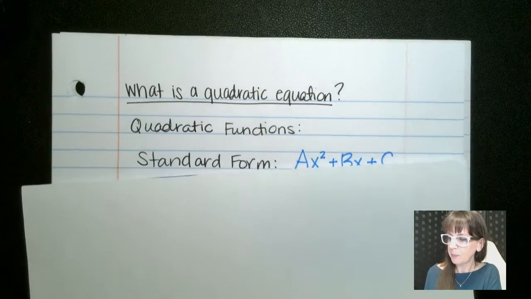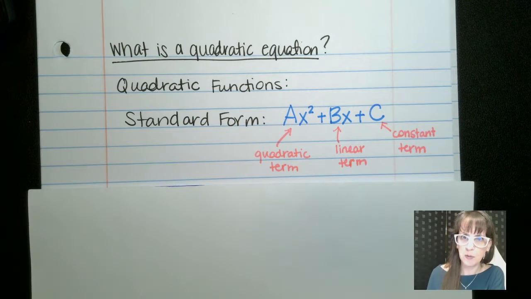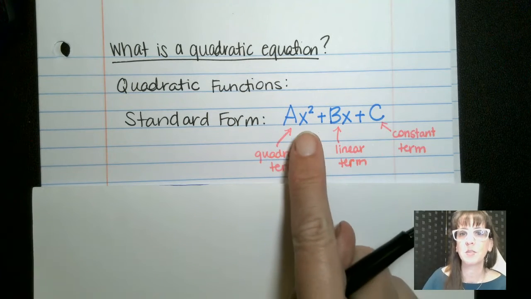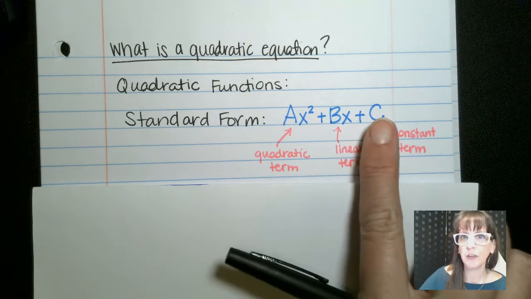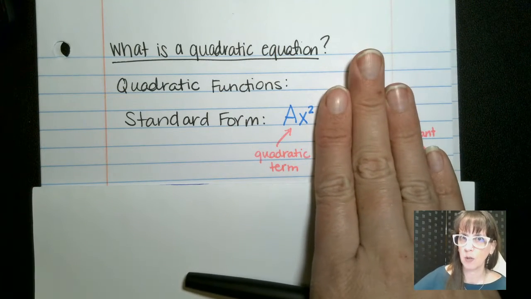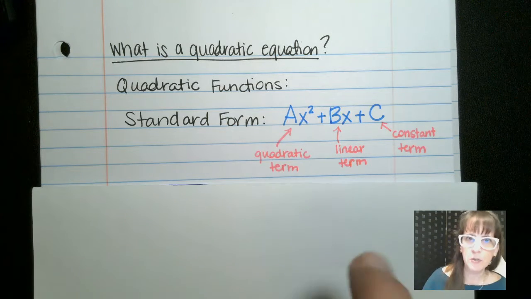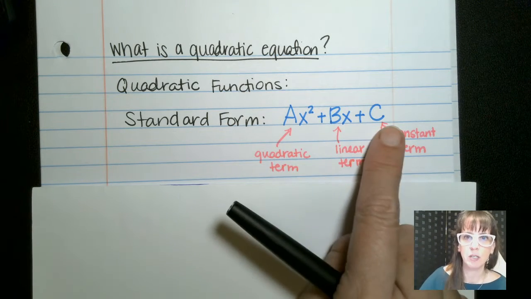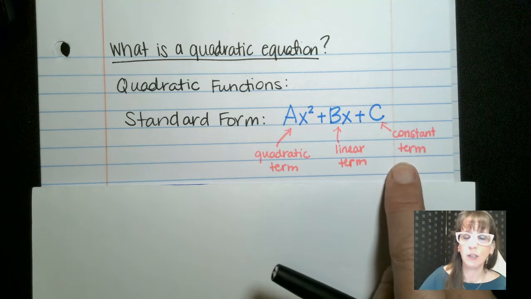So we have ax squared plus bx plus c. This is a quadratic because we know that we have x squared here. These two other terms are not required for it to be a quadratic, just that you have x squared. So we call that, remember, terms are broken up by addition, subtraction. So we have three terms here. This is our quadratic term, this is our linear term, and this is our constant term.